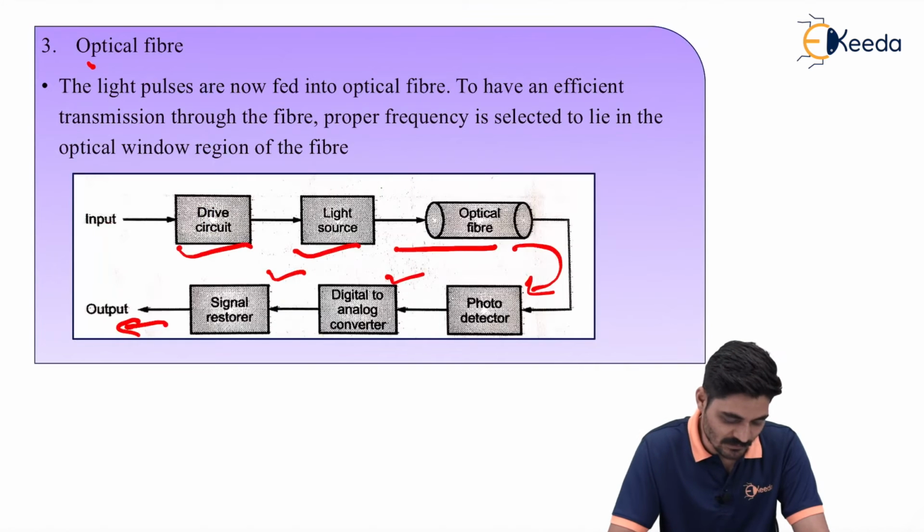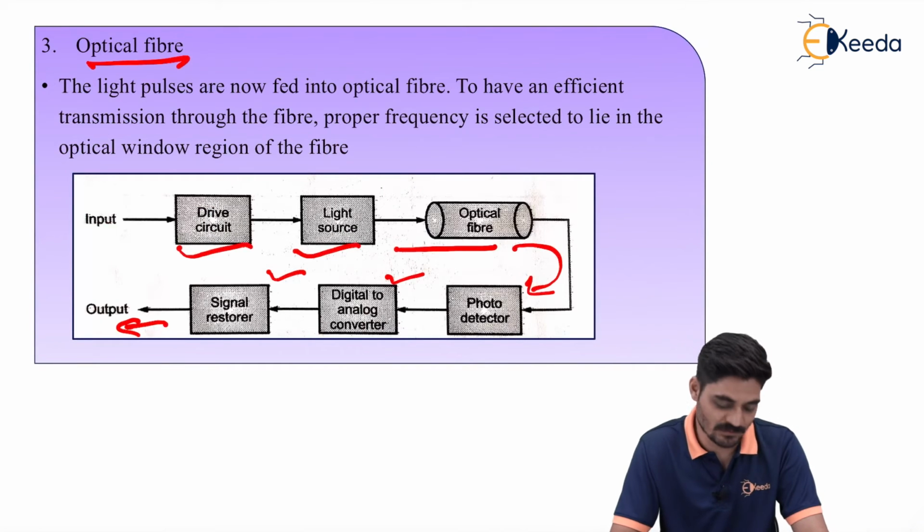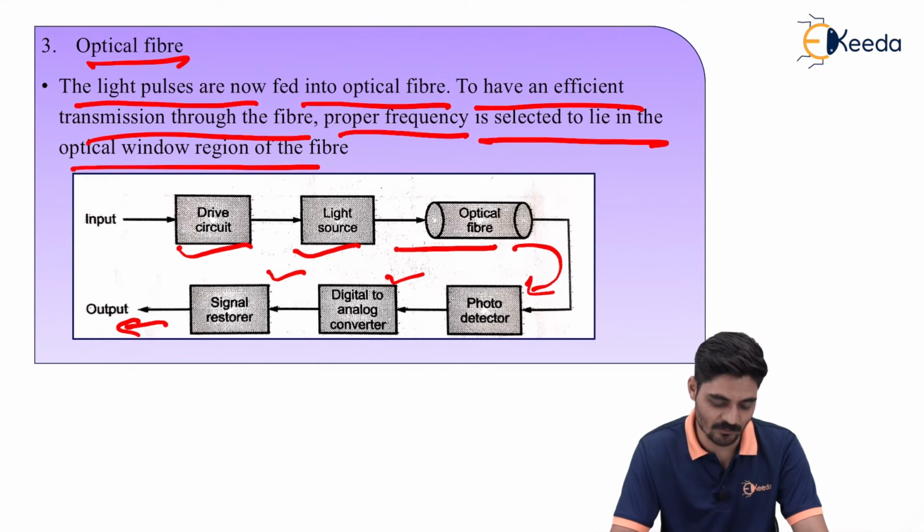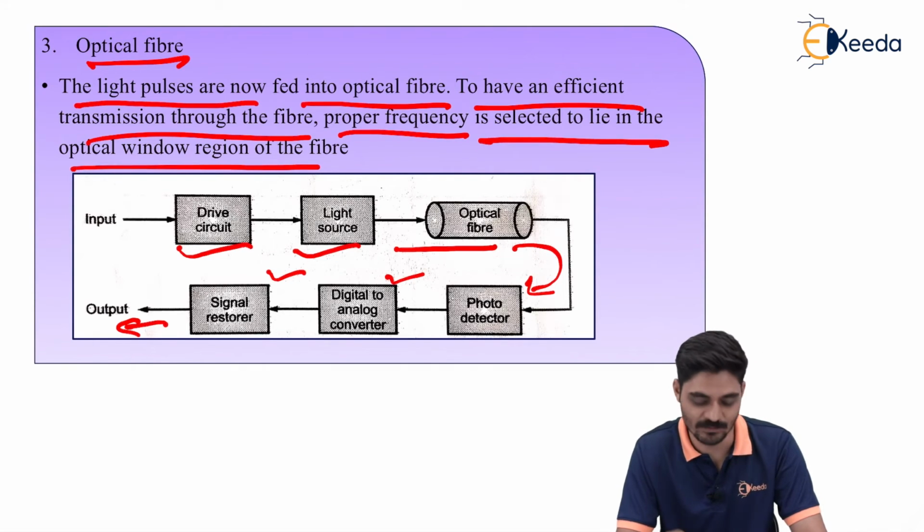The third thing is the optical fiber itself. Now the light pulses are fed to the optical fiber for efficient transmission through the fiber, and a proper frequency is selected to lie in the optical window region of the fiber.